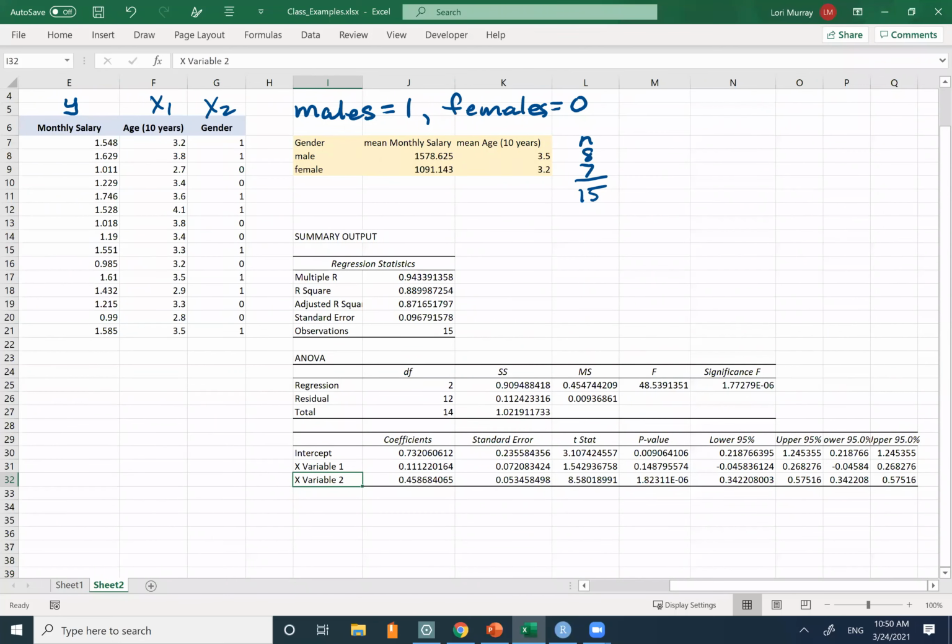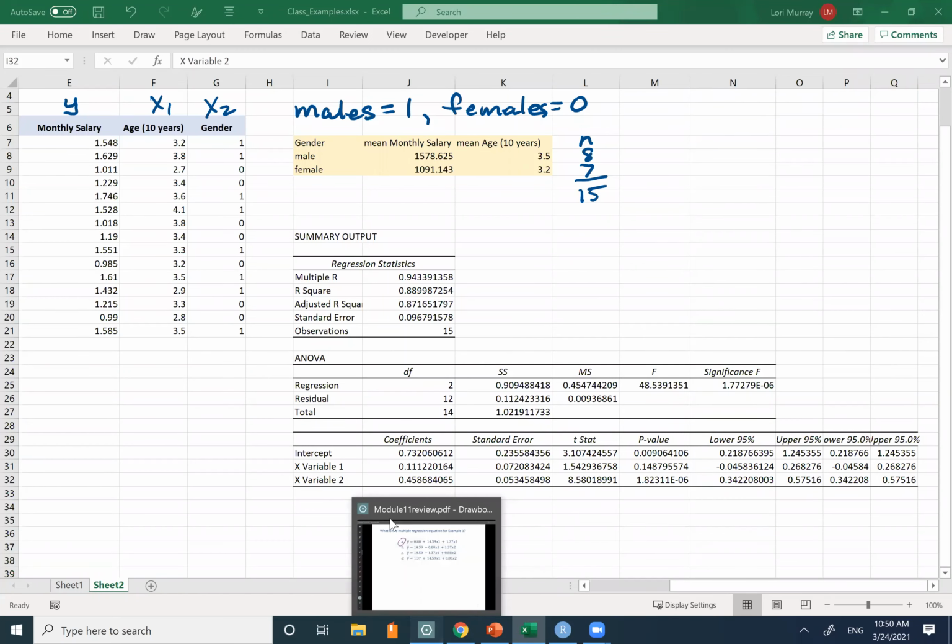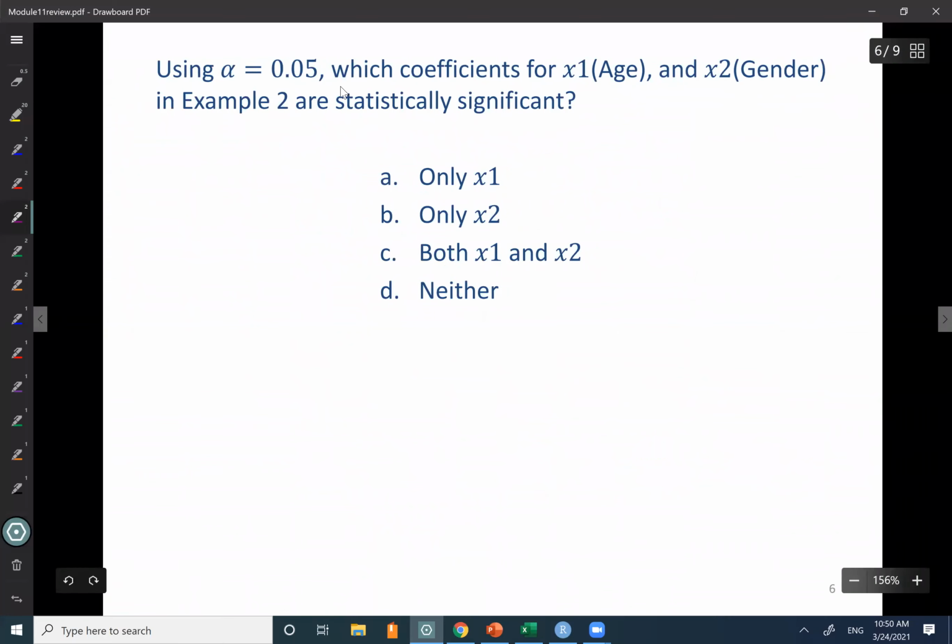So I'm going to set out a poll, relaunch the poll. You tell me X1 and X2. So using alpha, again, of 0.05, which variables are statistically significant? X1, X2, both, or neither, based on that output. So here's the question: using alpha of 0.05, which coefficients for X1, that's age, X2, gender, in example 2 are statistically significant? Only X1, only X2, both, or neither.